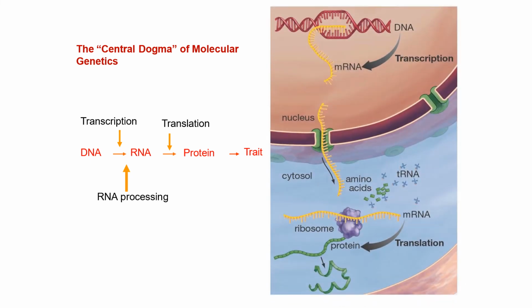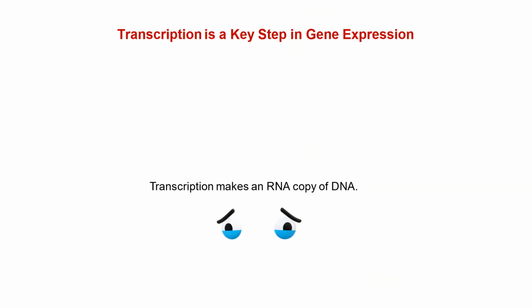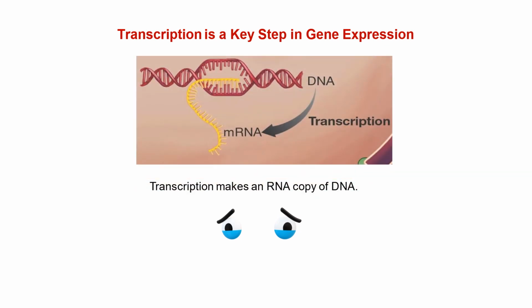So this is the diagram showing the synthesis of mRNA from DNA, which is named transcription, and then this mRNA moves from the nucleus into the cytosol. Here, along with the ribosomes, it undergoes the process of protein formation, or translation. Transcription is a key step in gene expression. Transcription makes an RNA copy of DNA.